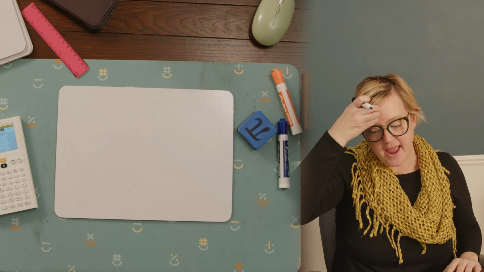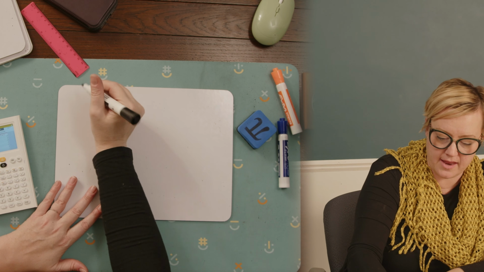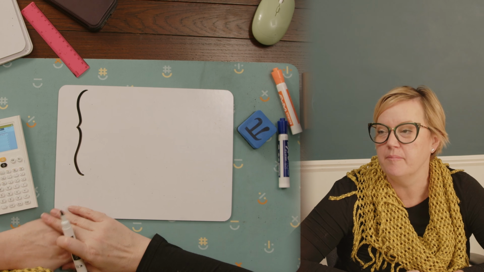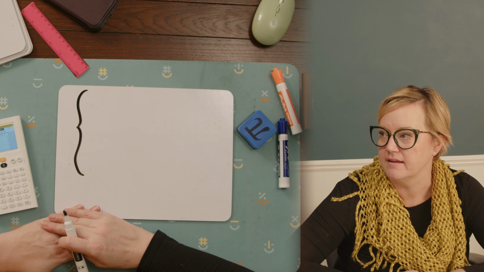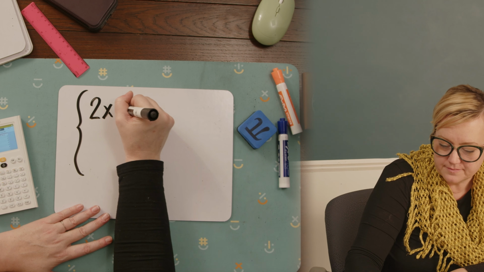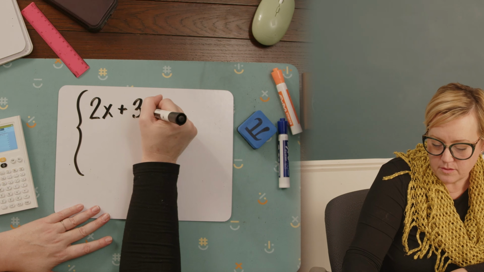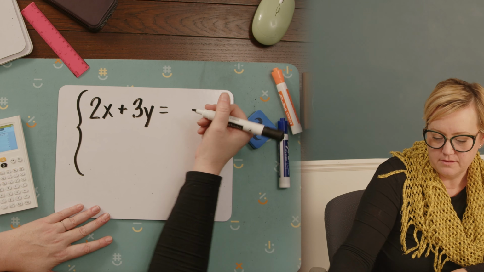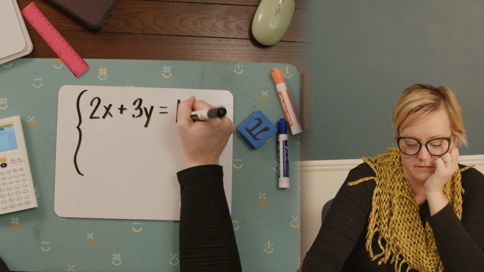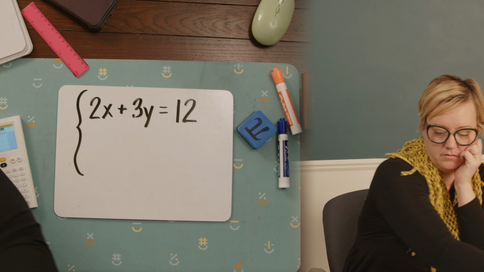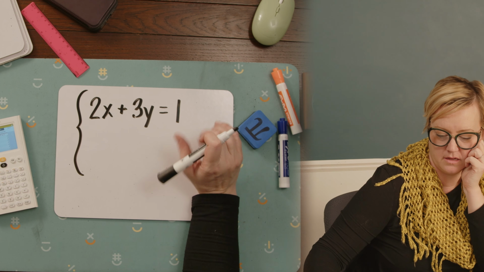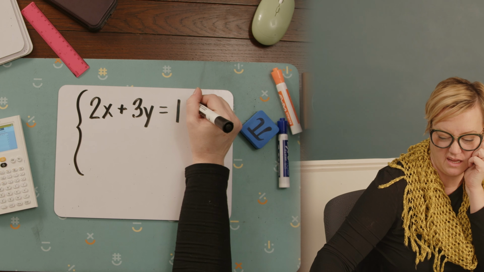So if we have a system of equations, I've got to make these up. I make up problems all day. So we'll do 2x plus 3y equals 12, okay? Actually, I'm going to change this from 12. I'm going to make this 11.